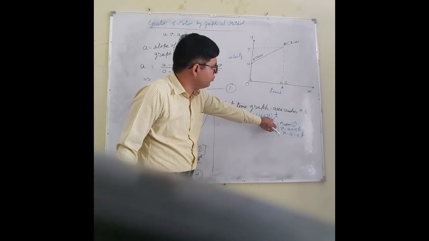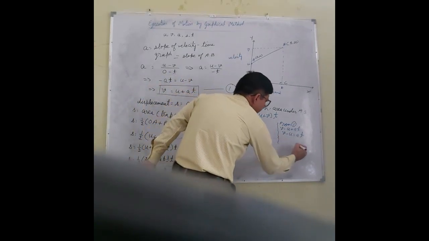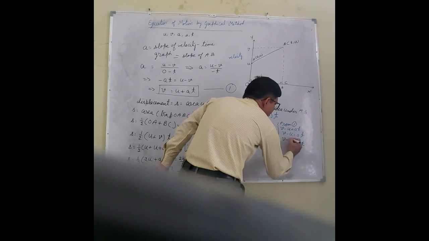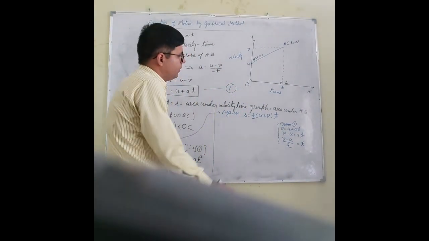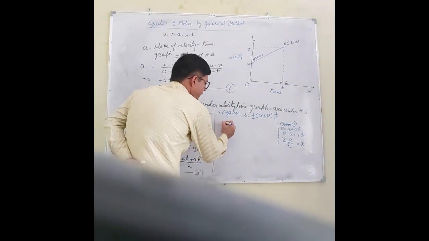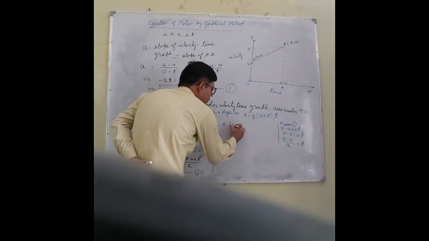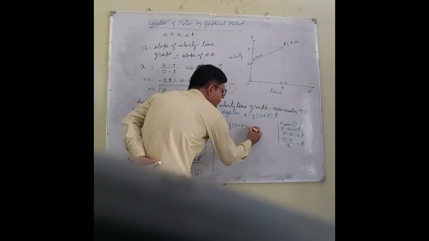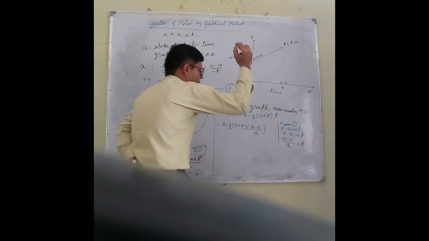My target is to find T. So how can I find T? I will send the A to the denominator. Clear? T equals V minus U by A. So I can write S equals 1 by 2 U plus V multiplied by V minus U over A.